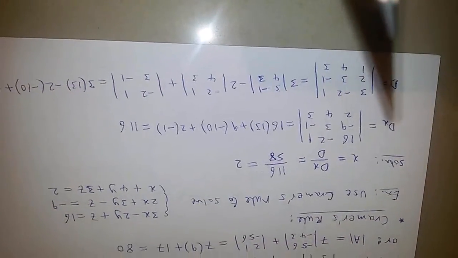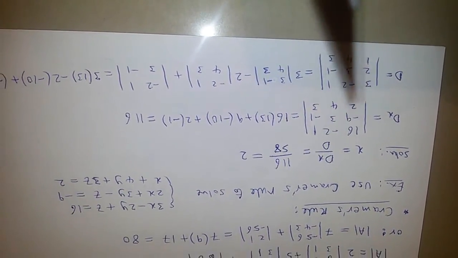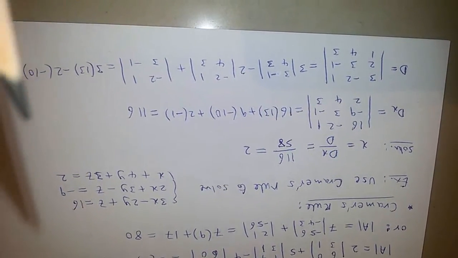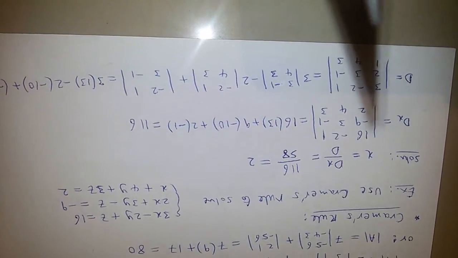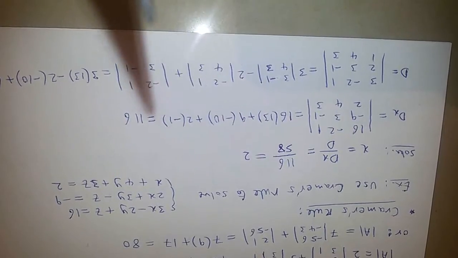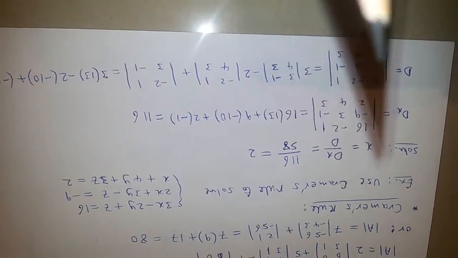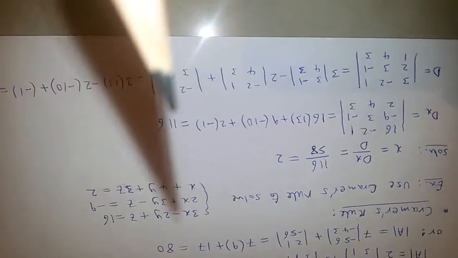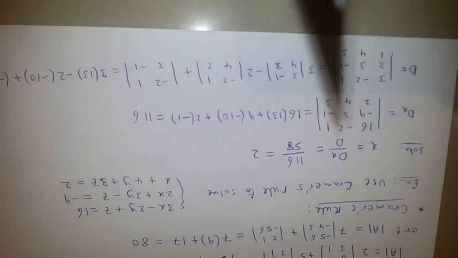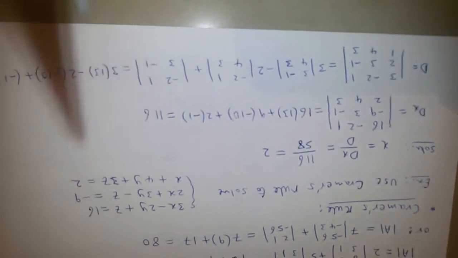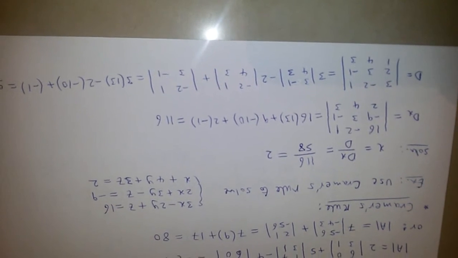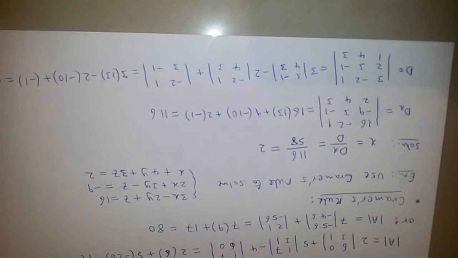Now to find dx, you replace the coefficients of x by the constant terms, 16, negative 9, 2, and you find the determinant by the above method, and you get 116. So if the question says use Cramer's rule to solve for x only, x would be dx over D, 116 over 58, which is 2.